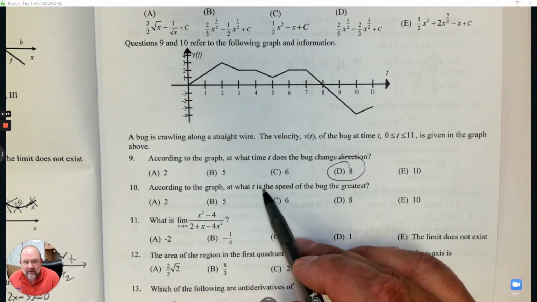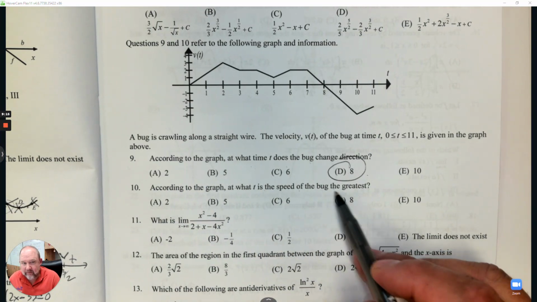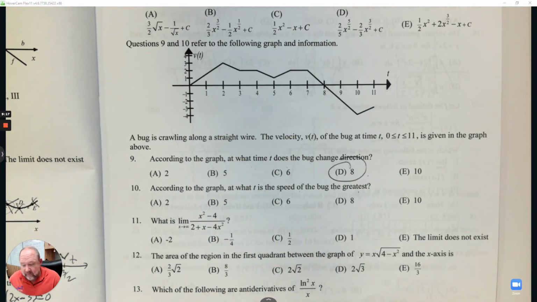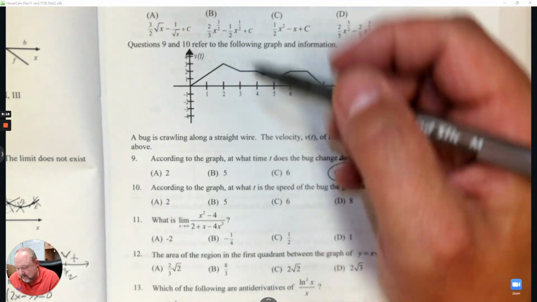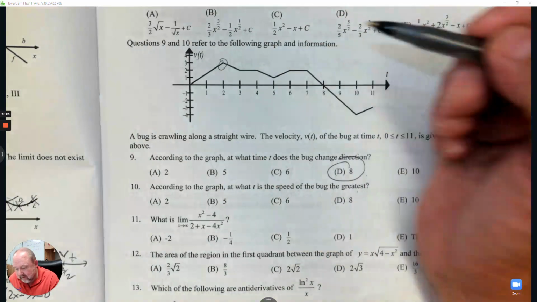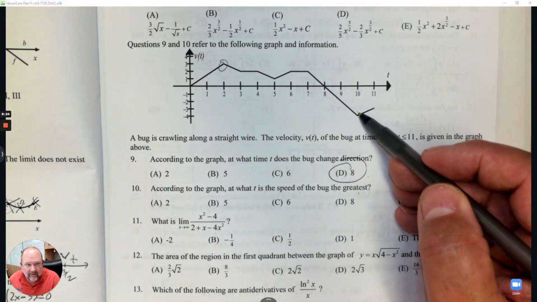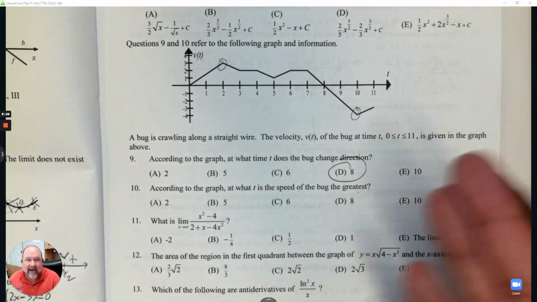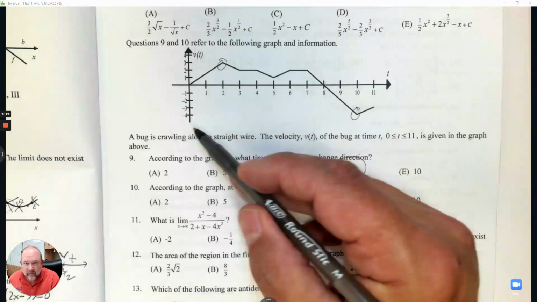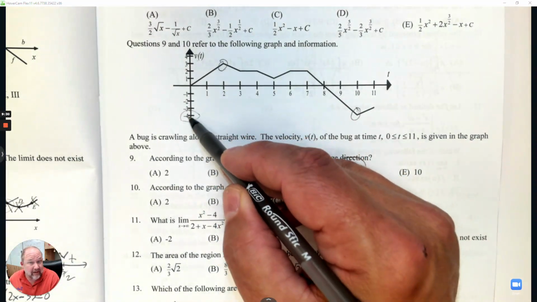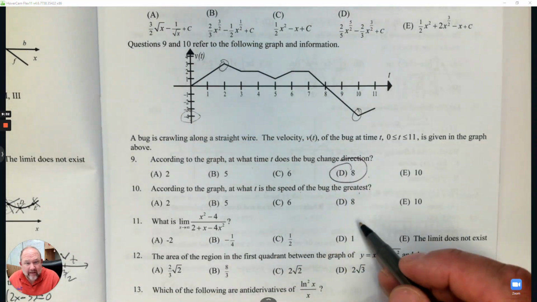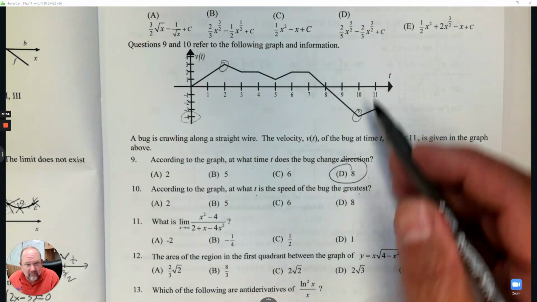According to the graph, at what time t is the speed of the bug the greatest? So speed could be right here. We're saying that velocity is 3, or right down here, because it's the absolute value of velocity. Which one's bigger? And the answer is here. So the absolute value of -4 is 4. So the answer is, at what time? At 10.